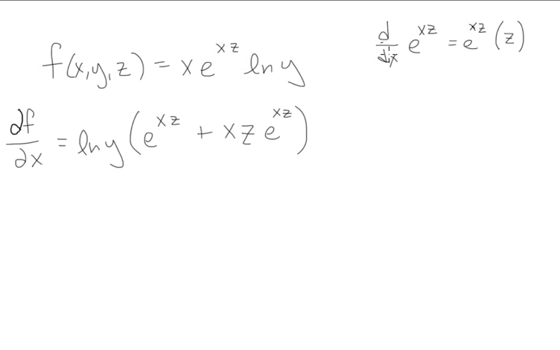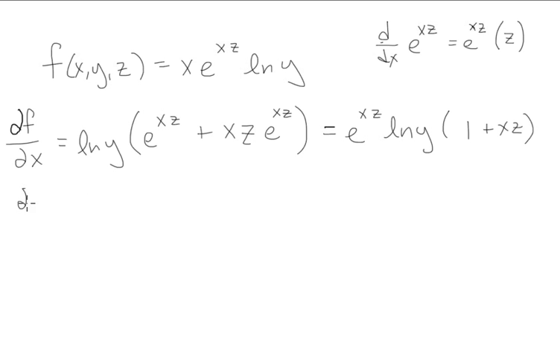If I want to, I could factor out an e to the xz term, and then I would have e to the xz ln y times 1 plus xz. That's the kind of simplification that is not required, but helpful if you happen to see it, because it leaves a slightly more interpretable version of the expression.